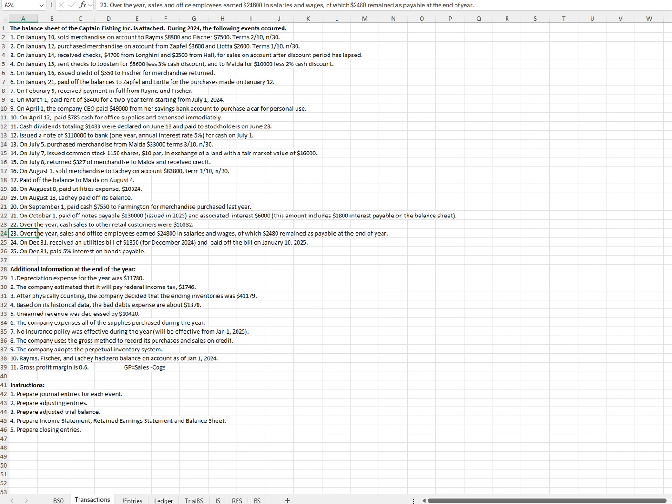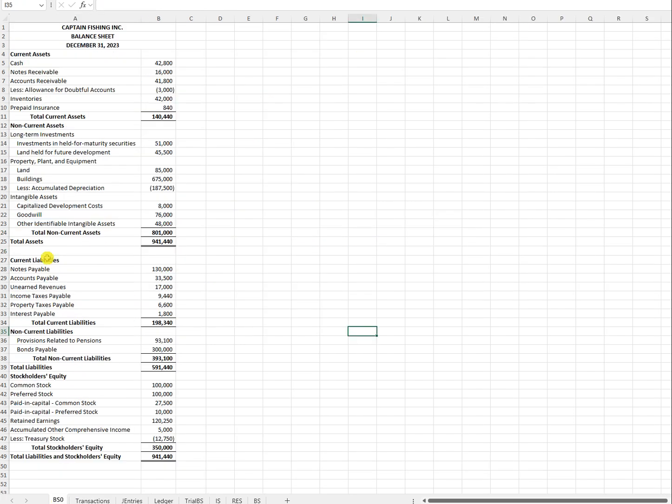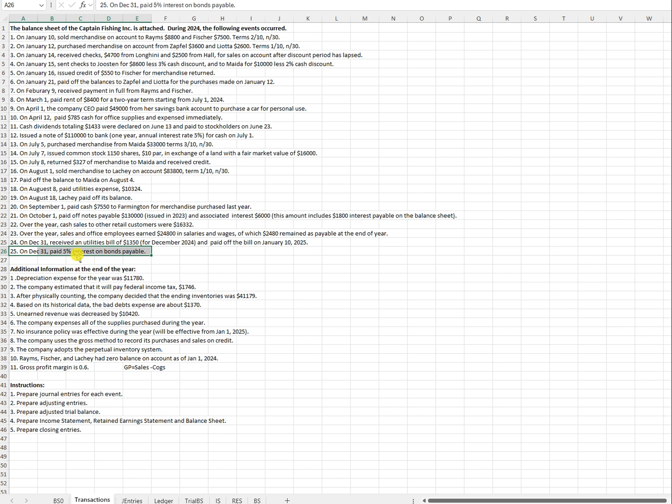Okay, number 25, we pay 5% interest on bonds payable. So you may wonder where we have the bond. Look at long-term liabilities, right? Bonds payable, $300,000. That's the total bond we have, and we apply 5% interest on it. That's going to give us $15,000 interest expense. So we debit interest expense, $15,000, and credit cash.